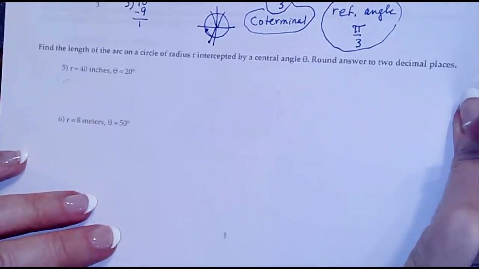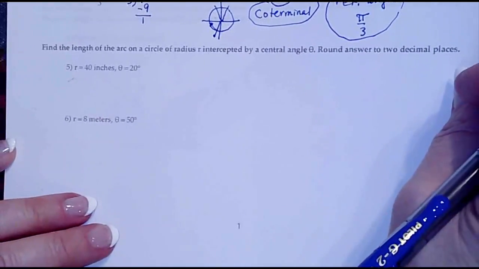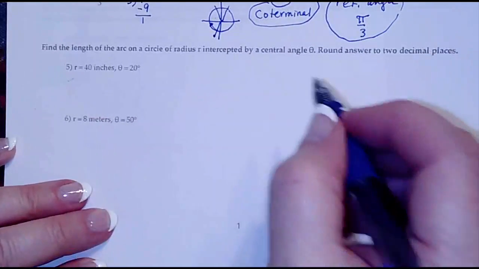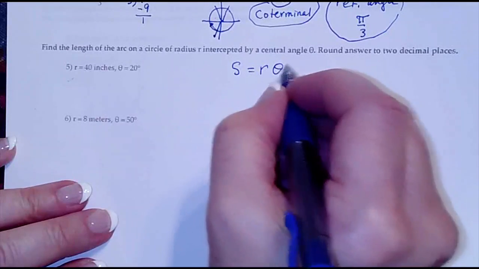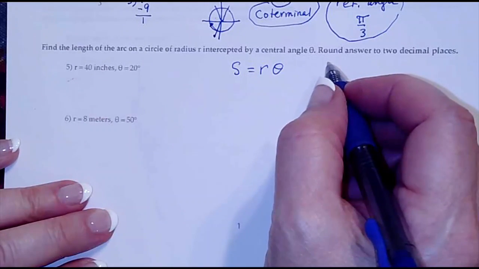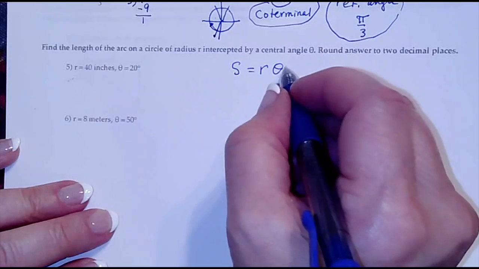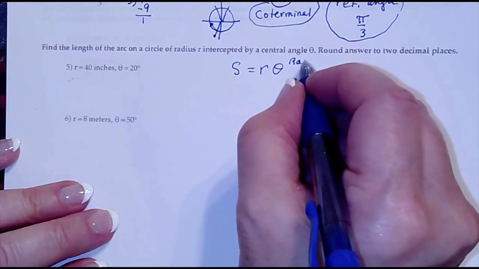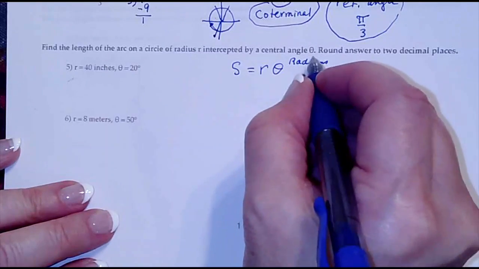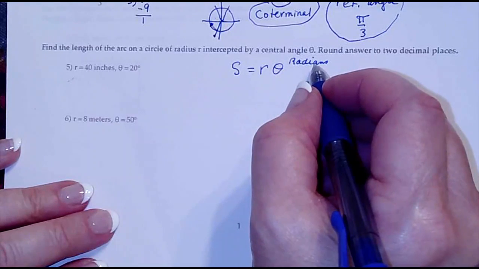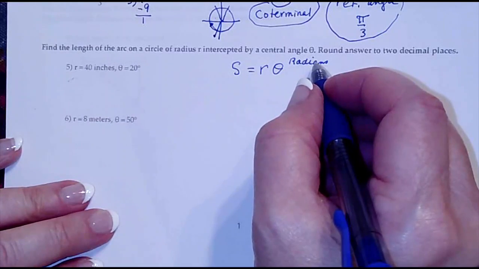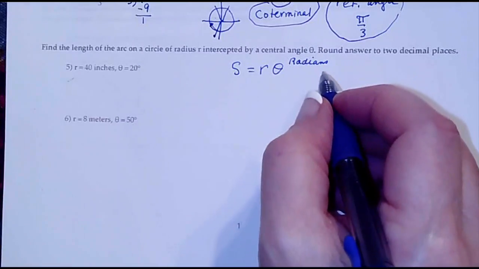This next group is finding the length of an arc. Now, one of the things on this one, the formula is S equals R theta. That was the arc formula, right? But the thing we have to remember is theta always has to be in radians. So if they give it to us in degrees, we have to do conversion to get it into radians for the formula to work.